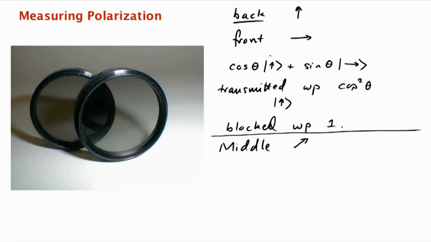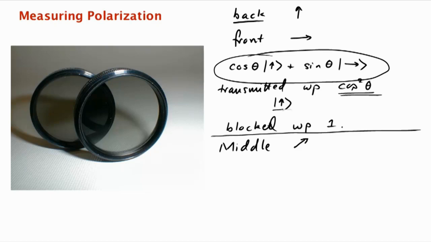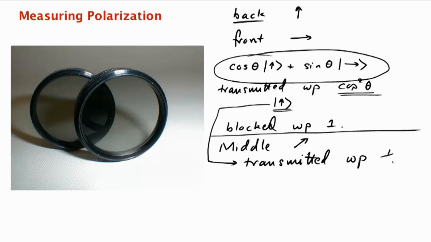The photon was in this state. It encounters the back lens. It's transmitted with probability cosine squared theta, and its new state is vertical. Now it encounters the middle lens. The photon is vertically polarized and the middle lens is oriented at 45 degrees, so it's transmitted with probability 1/2, and blocked with probability 1/2. But if it is transmitted, what's the new polarization? The new polarization is 1 over square root 2 vertical plus 1 over square root 2 horizontal, a 45-degree orientation.